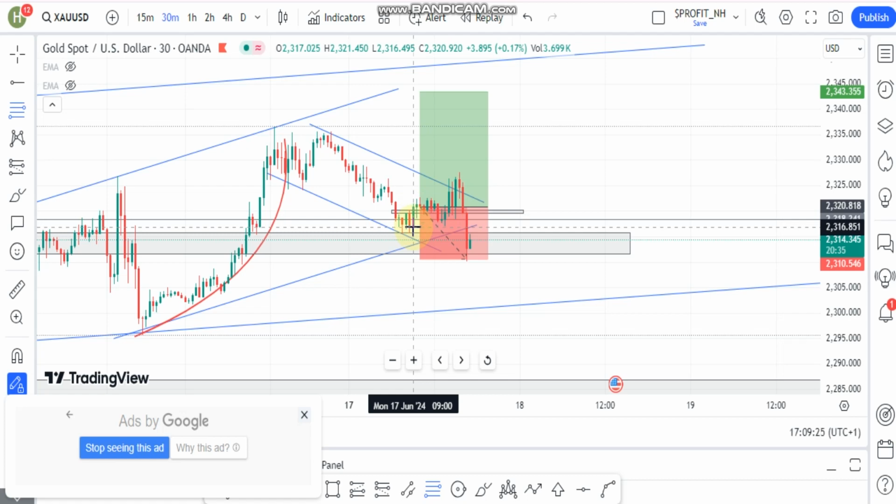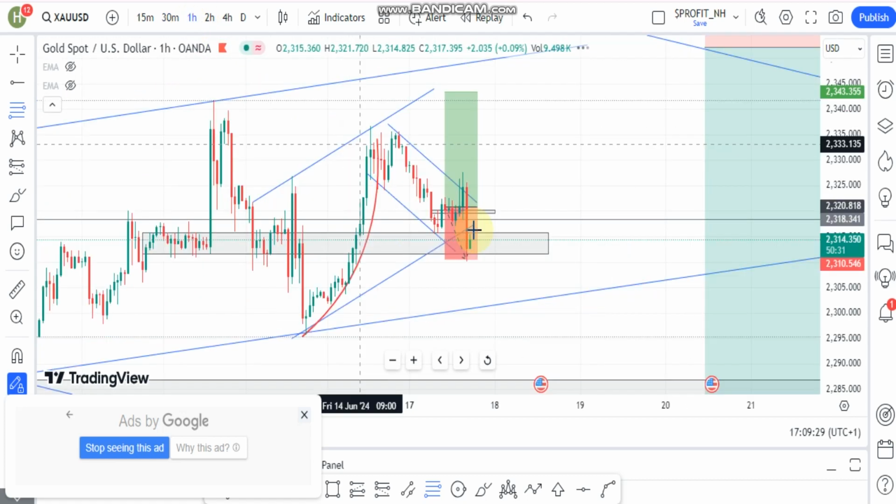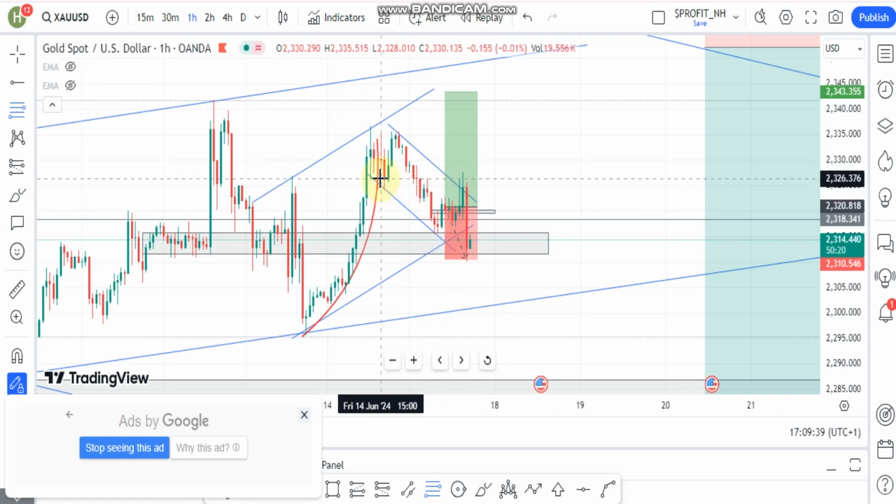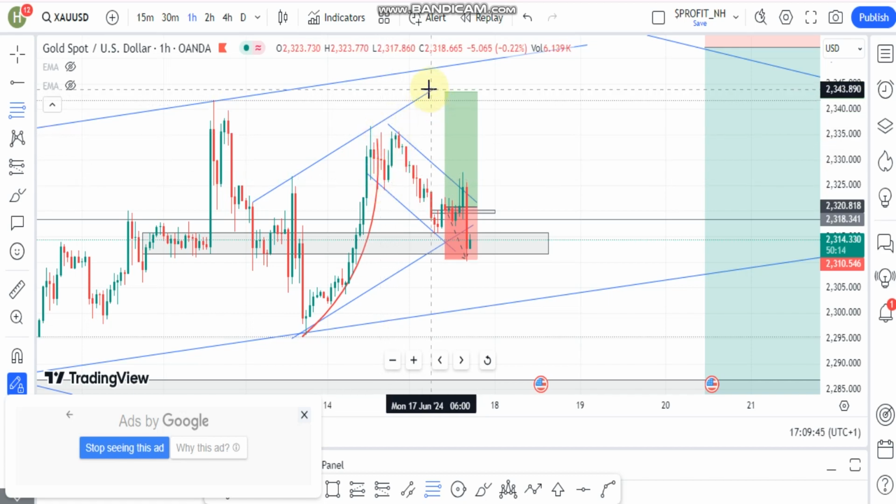So again, I waited to see what the 1 hour will do. Looking at the 1 hour, the 1 hour time frame did close above that area. So I decided to take my buy entry at this point, having my take profit one over here, which was about 54 pips. Then my take profit 2 at this point, then my third take profit at this point, because I was expecting this market to continue pushing all the way up here. So that's what I was looking for.